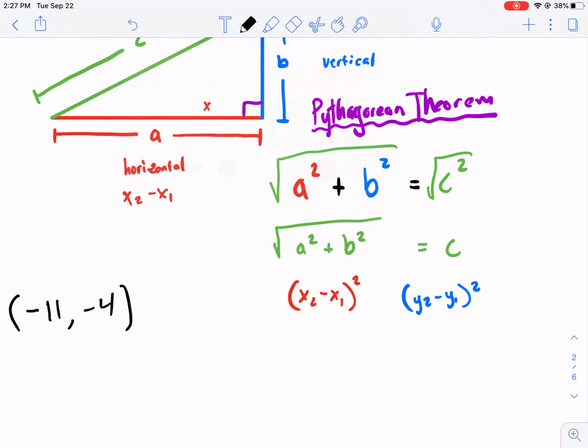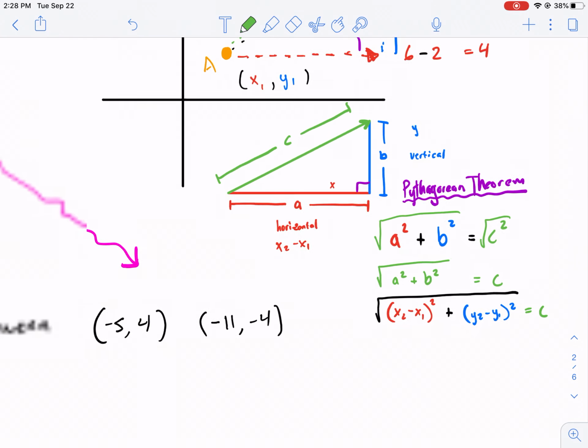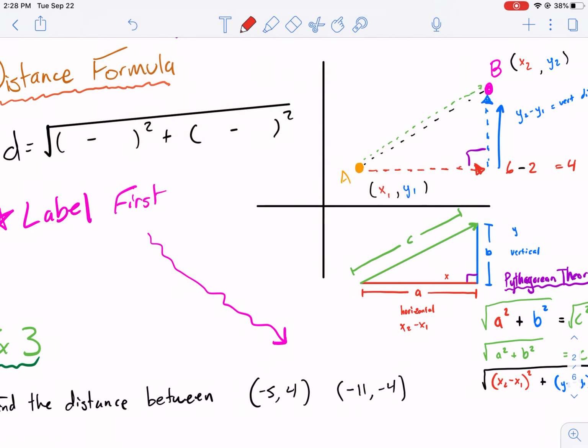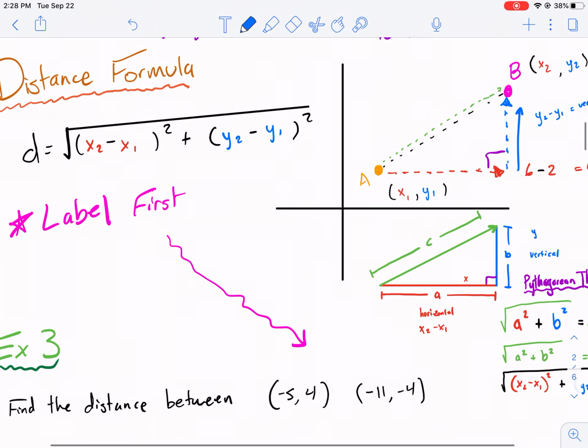Now, according to this formula, that's my A. I need to square it according to the Pythagorean Theorem. y2 minus y1, that's my B. I square it according to the Pythagorean Theorem, and I take the square root of that, and that will tell me my distance, C. So this is the distance formula, okay? The distance formula is the square root of the quantity x2 minus x1 squared plus the quantity y2 minus y1 squared. That's where it comes from.